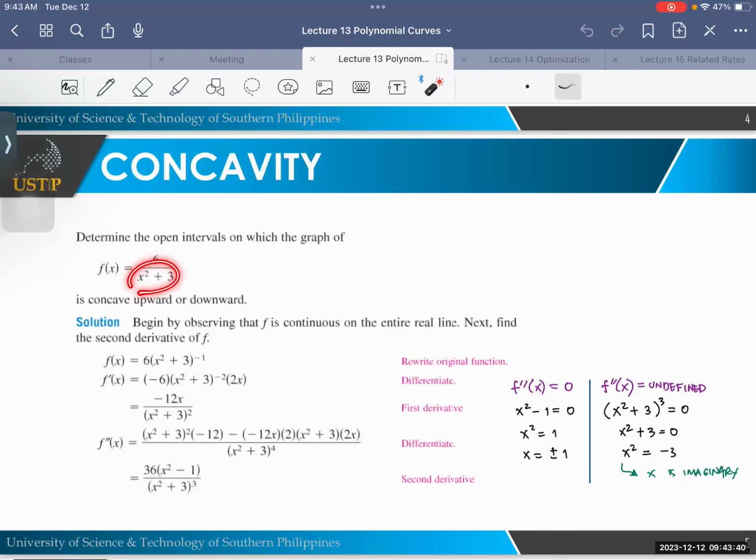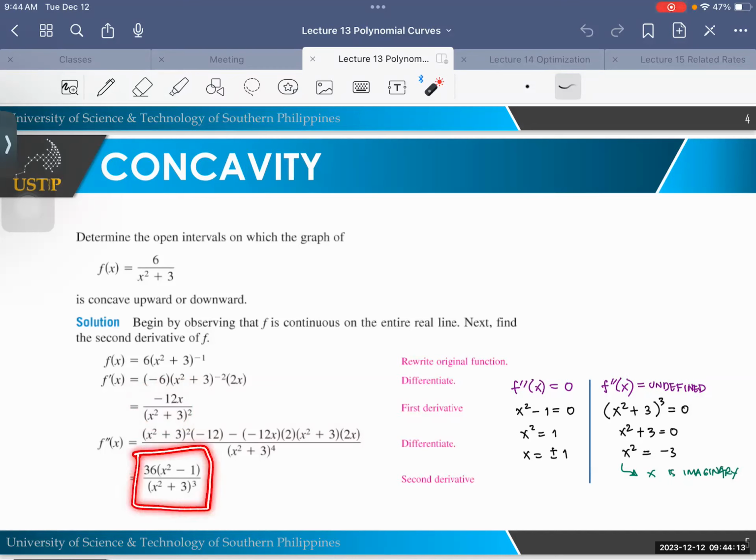We just move it up so the exponent is negative 1, and then we get the first derivative by differentiating. Since we want concavity, we differentiate the first derivative again to get the second derivative. We use the quotient rule and then we get this expression. I won't do it step by step, since you know the quotient rule. So, this is now the second derivative of our function.